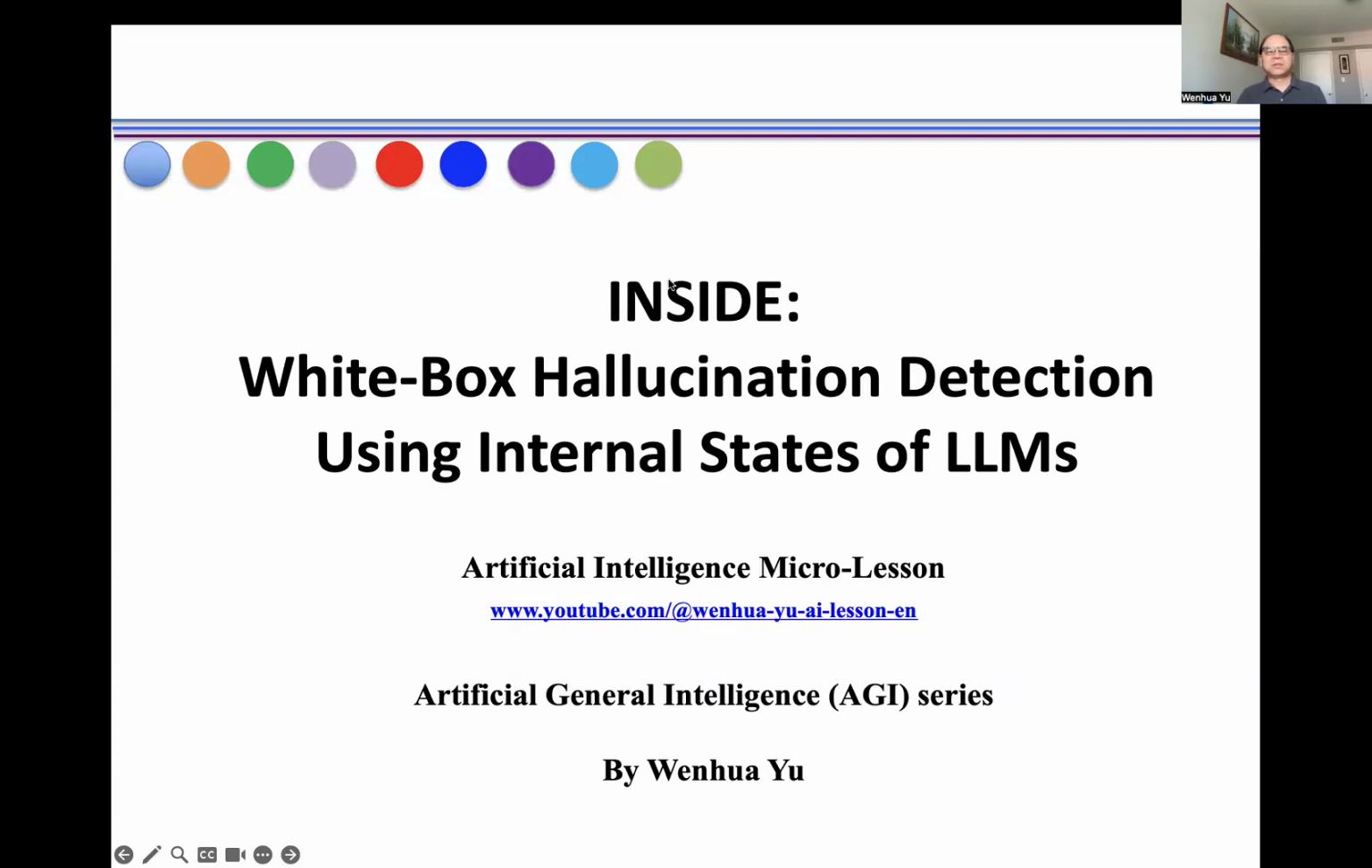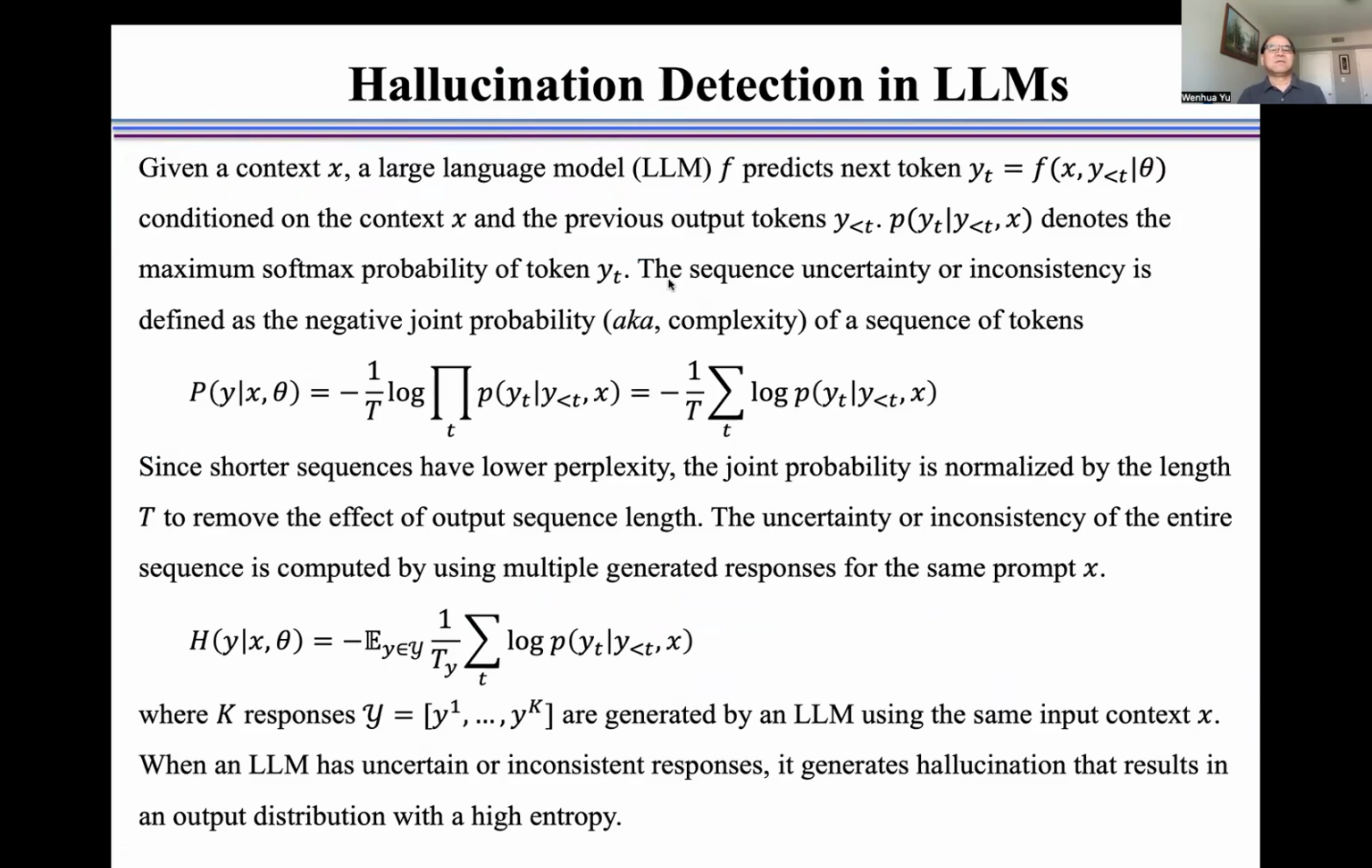In this video, I introduce INSIDE, white box hallucination detection using internal states of large language models. Given a context X, a large language model F predicts the next token Y_t conditioned on the context X and the previous output tokens Y. P denotes the maximum softmax probability of a token Y_t. The sequence uncertainty or inconsistency is defined as a negative joint probability of a sequence of tokens, as shown here.